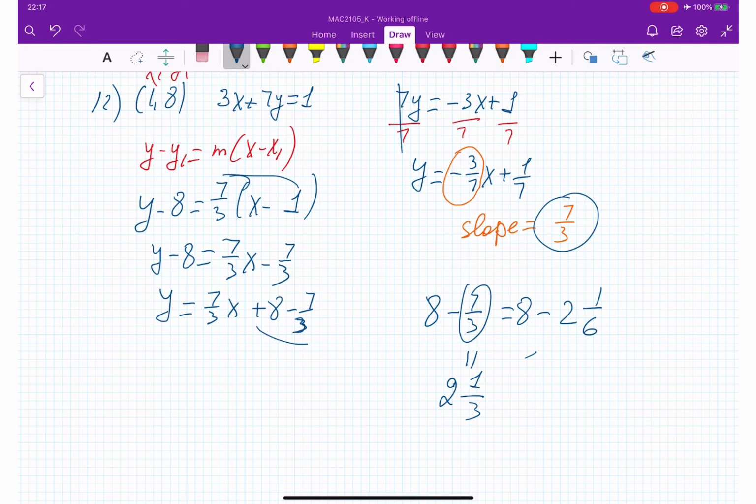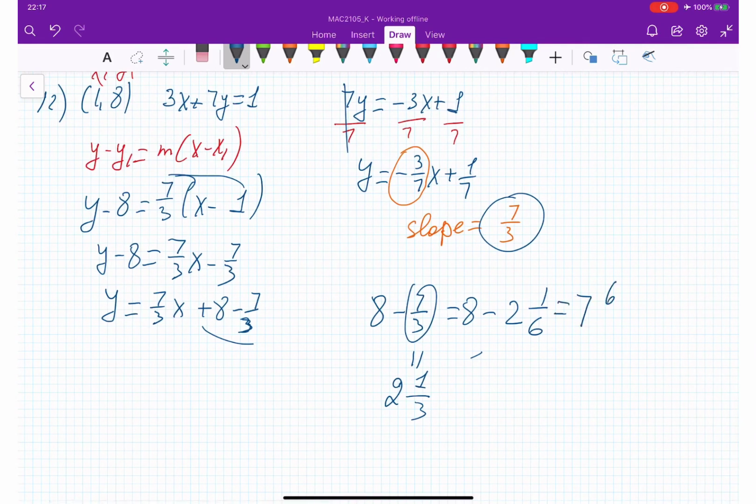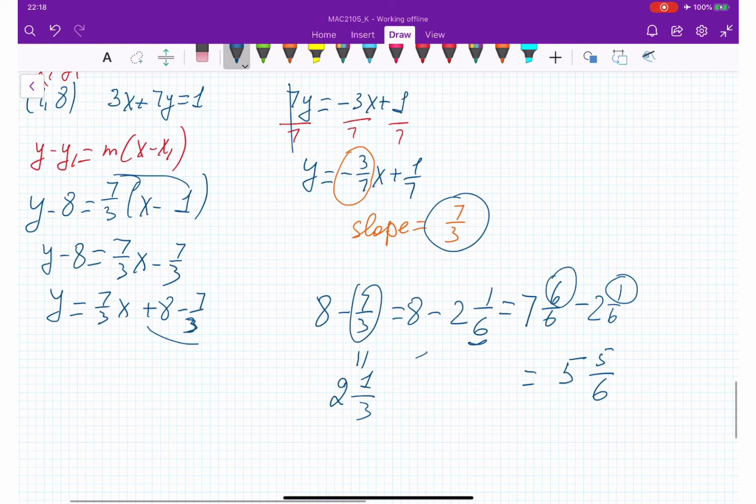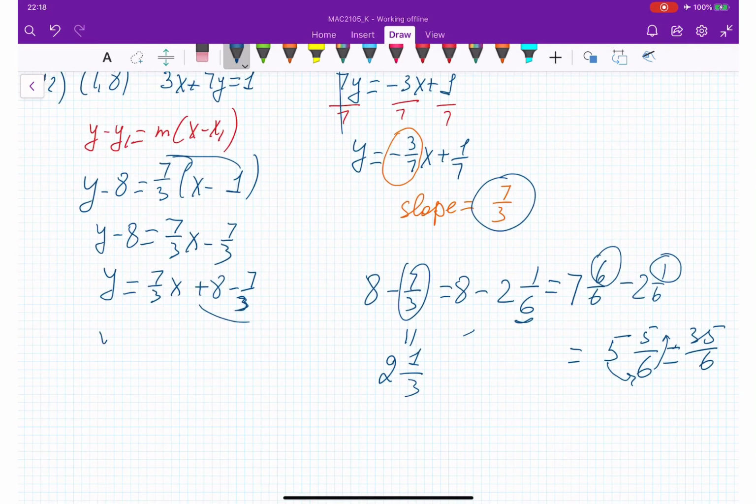So I'm representing, instead of 8, I'm writing down 7 and 6 over 6, because the denominator is 6. And then minus 2 and 1/6. So that's going to be equal, 7 minus 2 is 5, 6 minus 1 in numerator is 5 over 6. All right. So 5 and 5 over 6, if I convert into improper fraction, 5 times 6 is 30, 30 plus 5 is 35 over 6. Which means I have here y is equal to 7 over 3x plus 35 over 6.